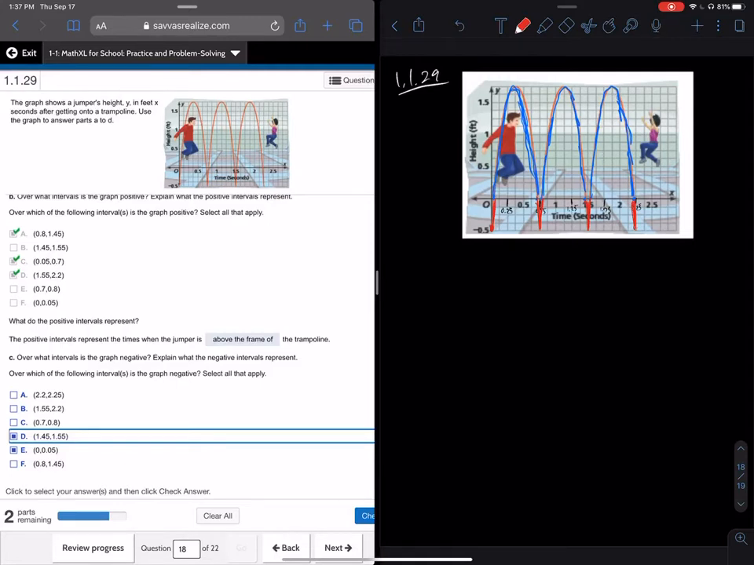Then we're looking at, I missed one, sorry, 0.7 to 0.8. And then finally, what is that, 2.2 to 2.25, that last portion. So we have 4 sections, so we should check off 4 of the parts.